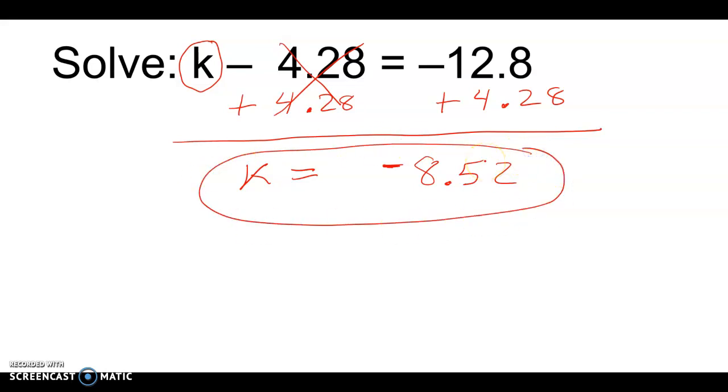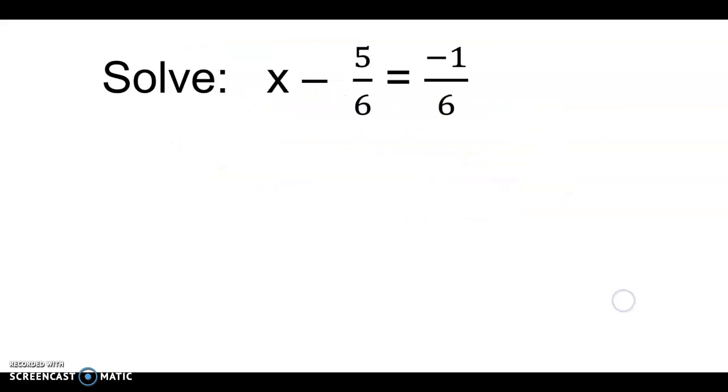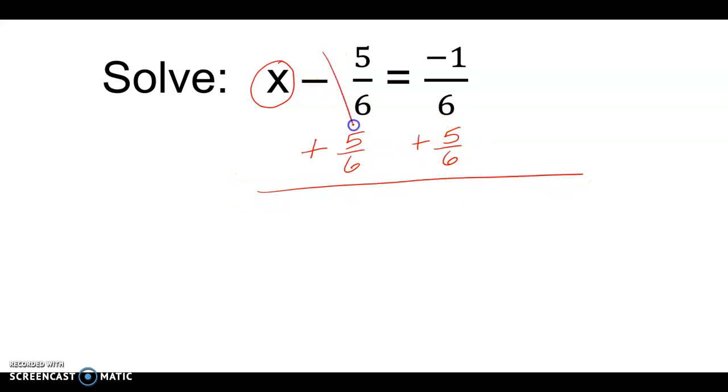All right, let's try the next one. So circle the variable term, x. We have to get rid of the minus 5/6. So we add 5/6. So we add 5/6. So to do fractions in the calculator, you're going to hit the -1 and then the fraction button, which is the n over d button, and then put the 6.